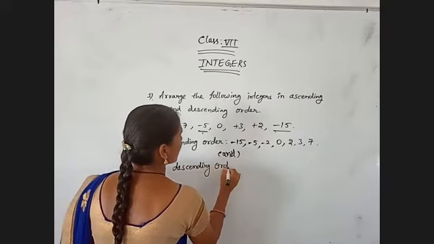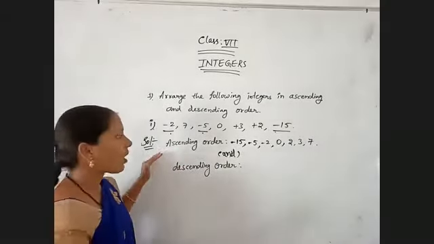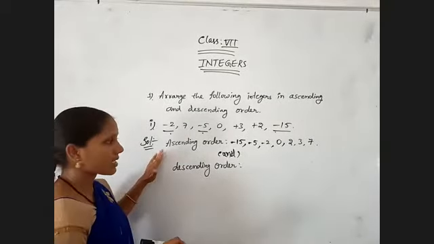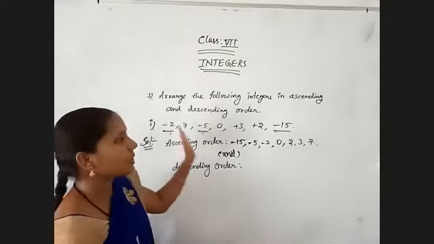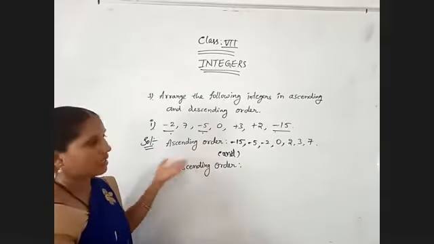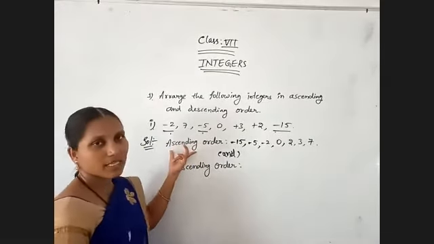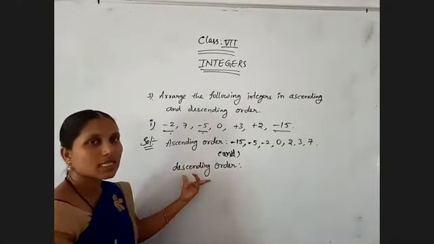So, by observing this one question, we have finished how to compare the integers and how to write the given integers in ascending order and descending order. Descending order means arranging the numbers from big to small. So, it is just the reverse order of ascending order. What is the other name for ascending order? Increasing order. And the other name for descending order is decreasing order.